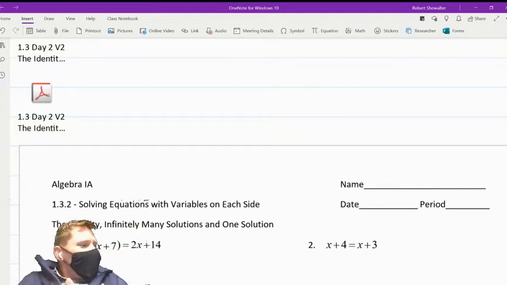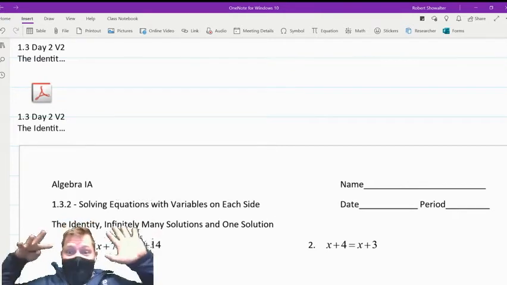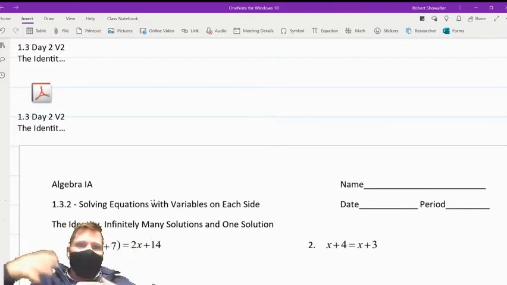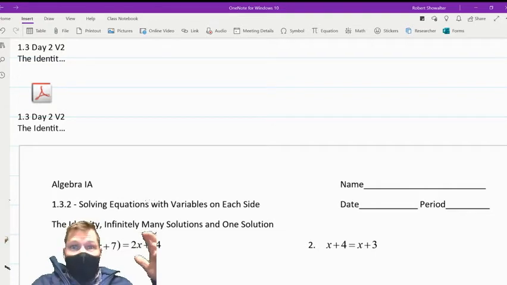What we're talking about today is solving equations with one variable. But when solving, we've got to deal with this situation: what happens when the variable drops off and disappears?